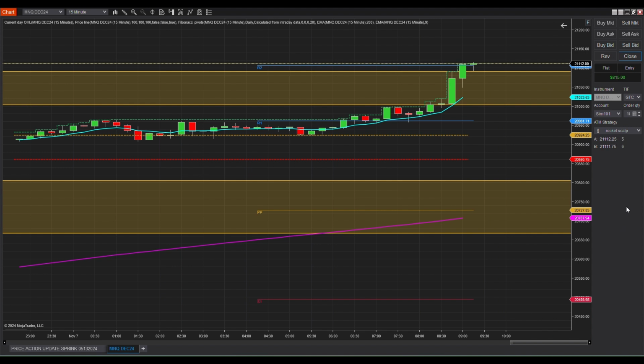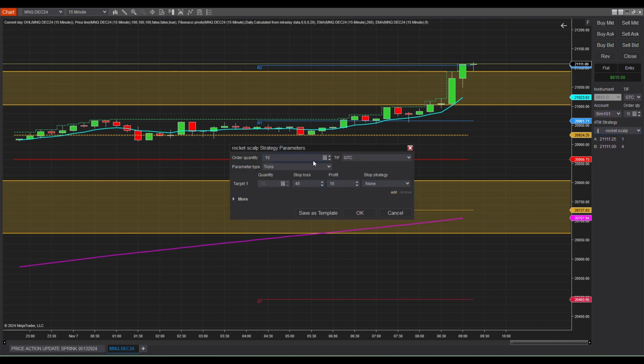And of course, I'm just testing this out. Scalping the 10 micros, 45 and 15.